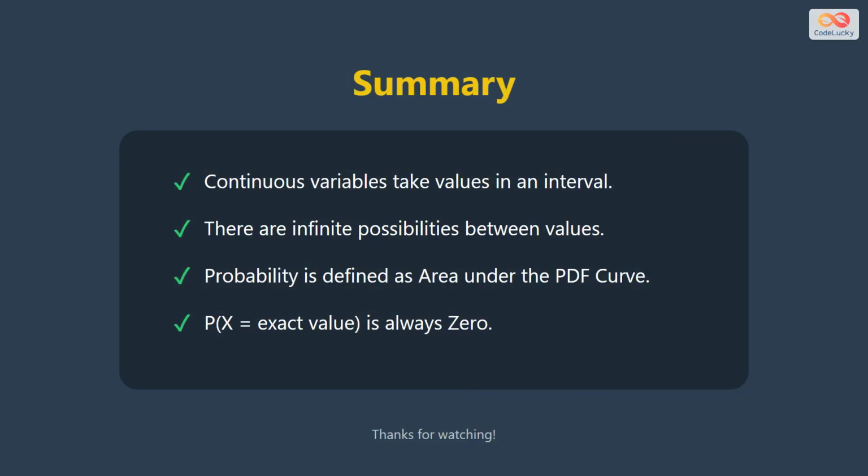To recap what we have learned, continuous random variables take values within an interval, not as separate points. Because there are infinite possibilities, we cannot assign a probability to a single specific number. That probability is always 0. Instead, we use the probability density function to find probabilities by calculating the area under the curve between 2 points.